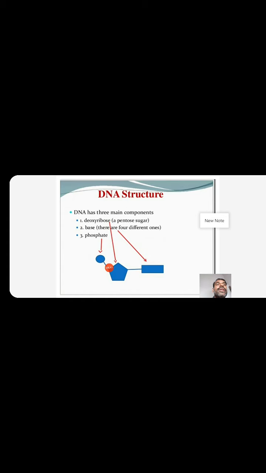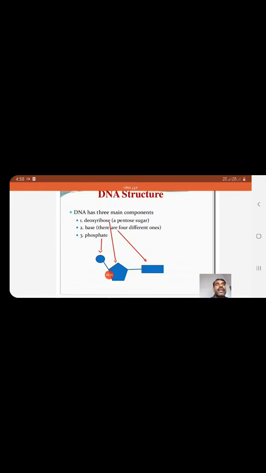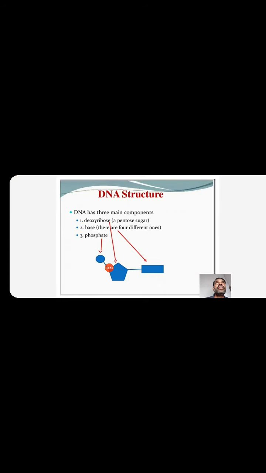This is commonly the structure of the DNA, which is called a nucleotide. Nucleotide means it contains how many parts? Usually three parts: deoxyribose sugar, nitrogen bases, and phosphate.